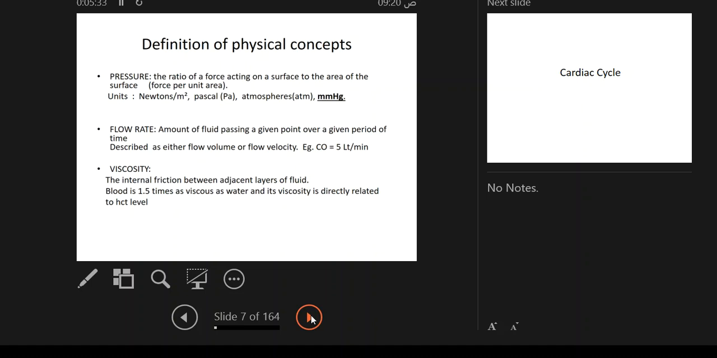The flow rate is the amount of fluid passing a given point over a given period of time. Cardiac output is the simplest example: 5 liters per minute. Viscosity is the internal friction between adjacent layers of fluid, not necessarily blood, any fluid, but we are talking here about the plasma and the blood. So when there is a very viscous blood, with many RBCs, it becomes difficult to move, and can even clot. Blood is 1.5 times as viscous as water. Keep that in mind.